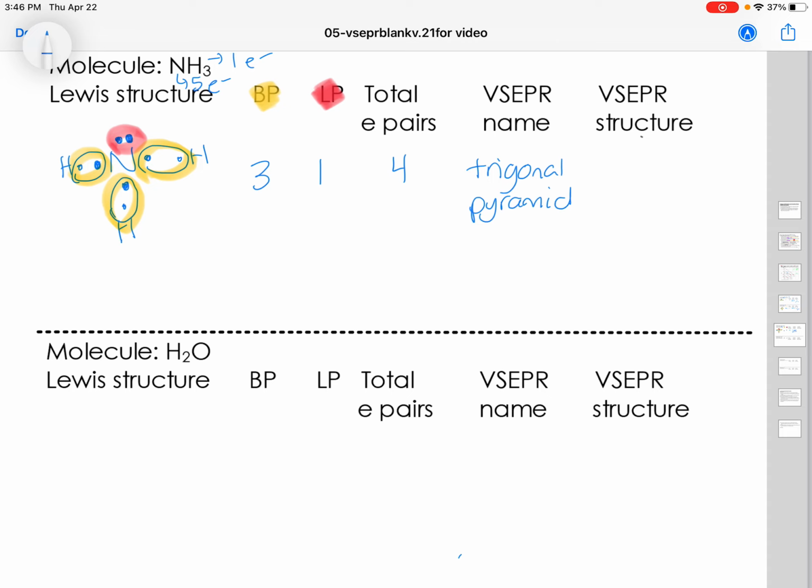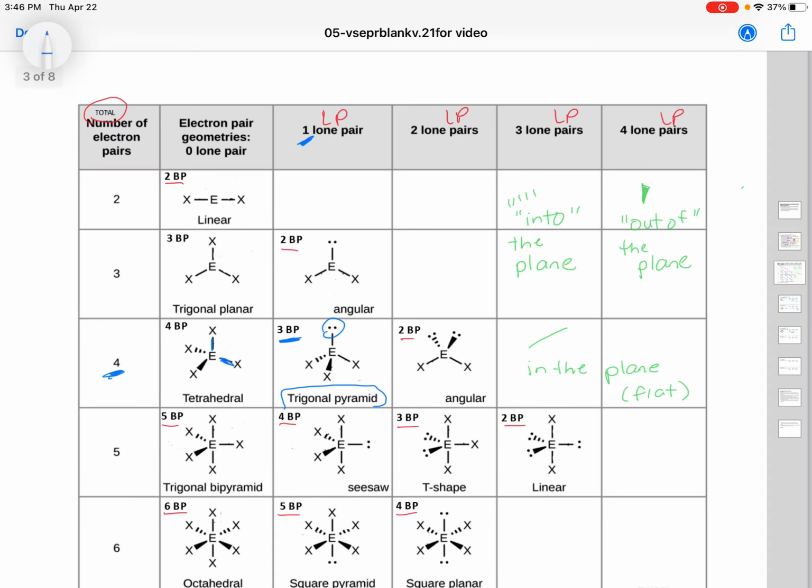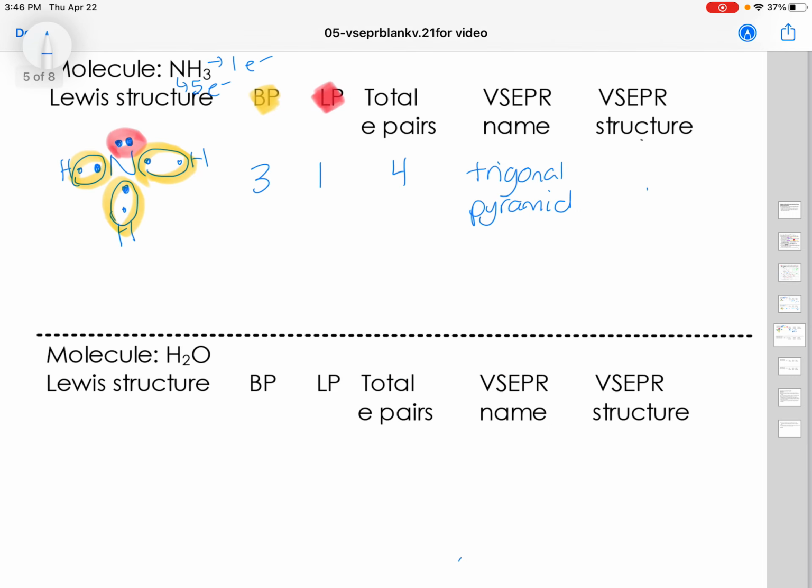And then again, use your chart and try to draw it as close to that as possible. So we want the lone pair at the top, one of the hydrogens in the same plane, one coming out at you, and one going into.